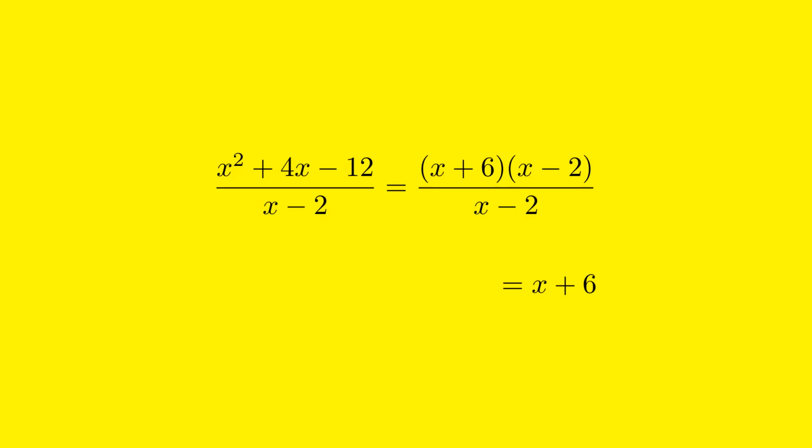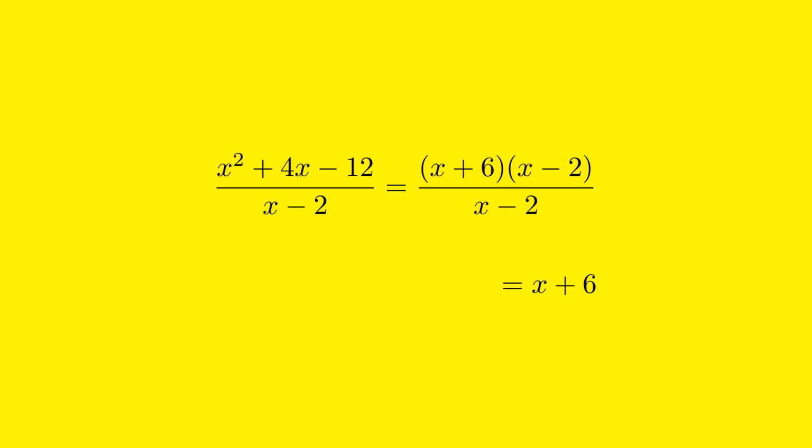To solve the problem of reducing the rational expression x squared plus 4x minus 12 over x minus 2 to its lowest terms, we begin by factoring the numerator. The numerator x squared plus 4x minus 12 needs to be expressed as a product of two binomials. To factor the expression, we look for two numbers that multiply to give us minus 12 and add to give us plus 4. These numbers are 6 and minus 2.